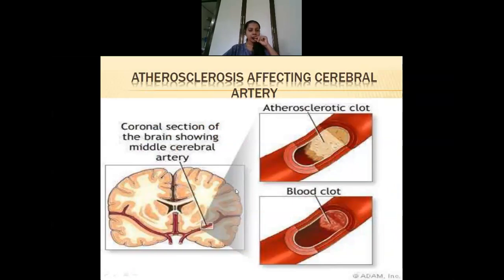And sometimes what happens is, because of the obstruction of the blood clot, or because of the obstruction of this atheroma or plaque, it can not only affect your heart, it can also affect your brain. Okay, it can also dislodge in the cerebral arteries and can result in cerebrovascular accident or stroke. Okay, that is just what I wanted to tell here.